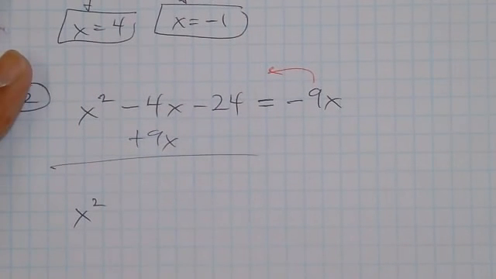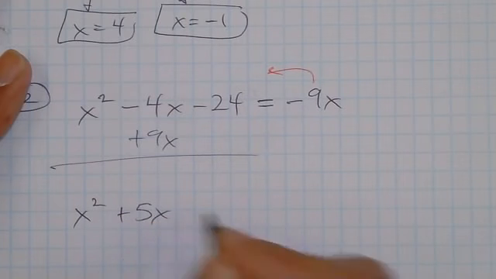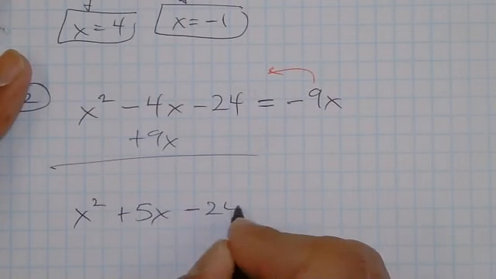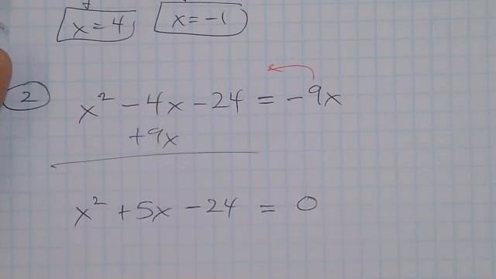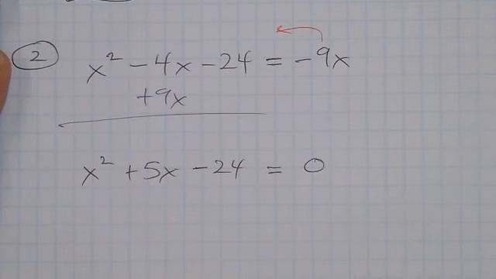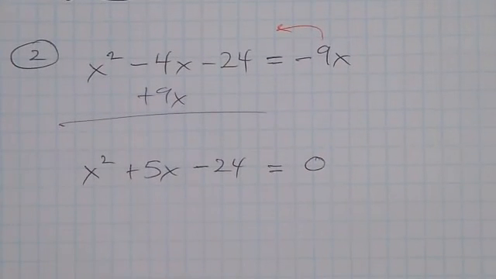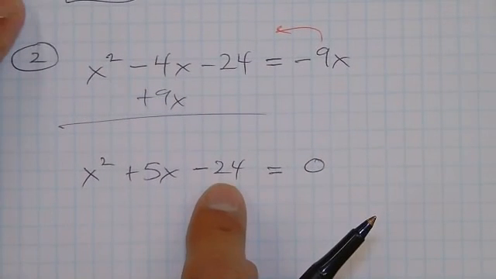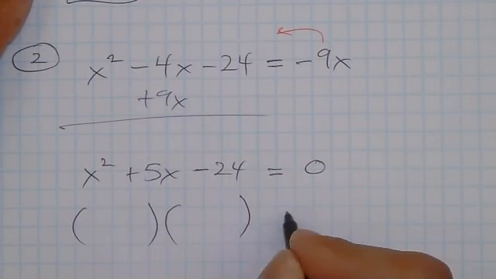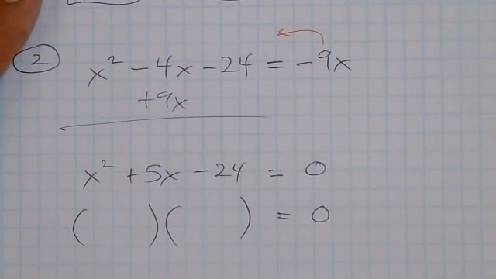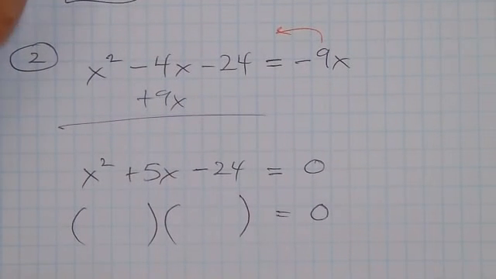This is going to be what? X squared plus 5x minus 24 equals 0, right? Because once we move everything out, there's a 0. Okay. Anybody quick now with the factors? What two numbers multiply to 24 but can give you a 5?